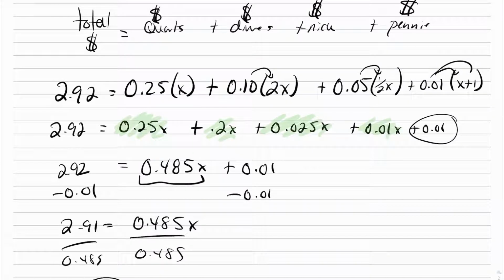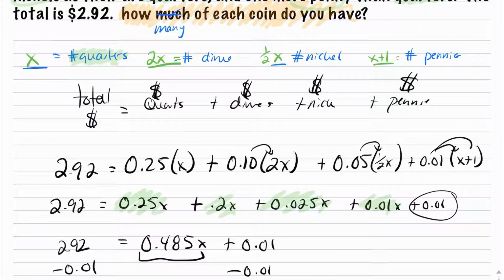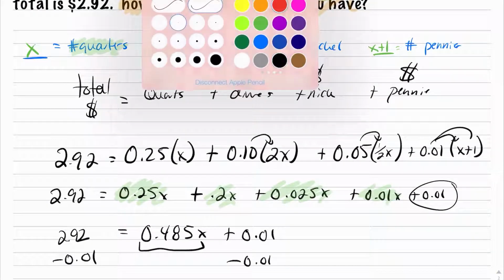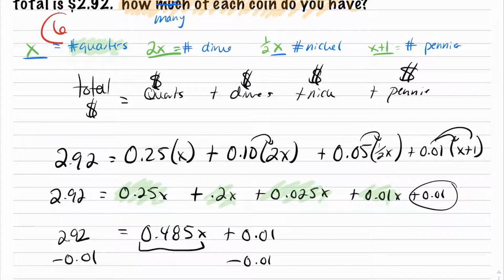Now 6 is just X, right? We need to answer all our original questions. How many of each do we have? So if X was the number of quarters, it's clear to see we have 6. Well, if I had to do 2 times the number of quarters to get dimes, that'd be 12 dimes. Half of 6 is 3, so I have 3 nickels. And then 1 more than 6 is 7.